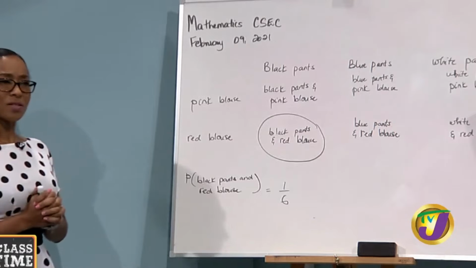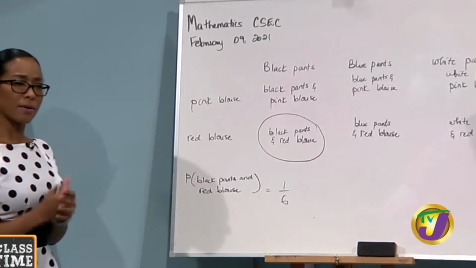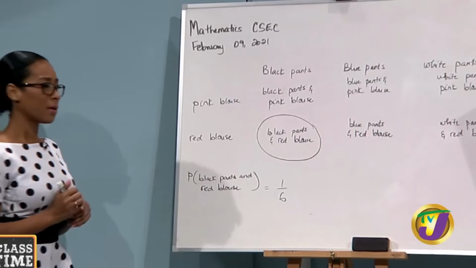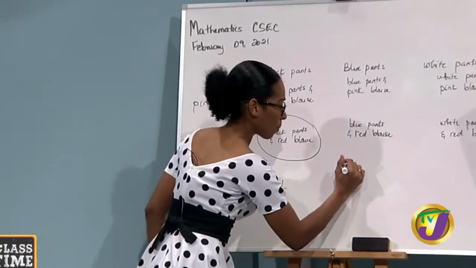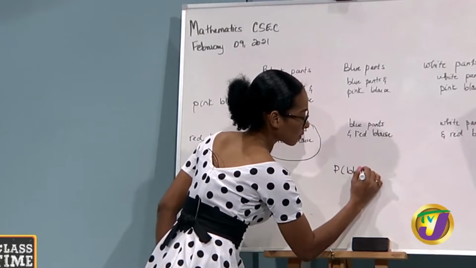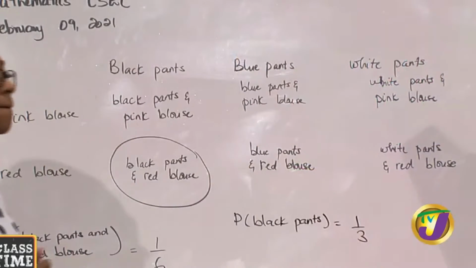What is the probability of wearing a black pants? How many pants does she have again? 3. So what's the probability of picking the black? 1 out of the 3. So the probability of a black pants is 1/3.